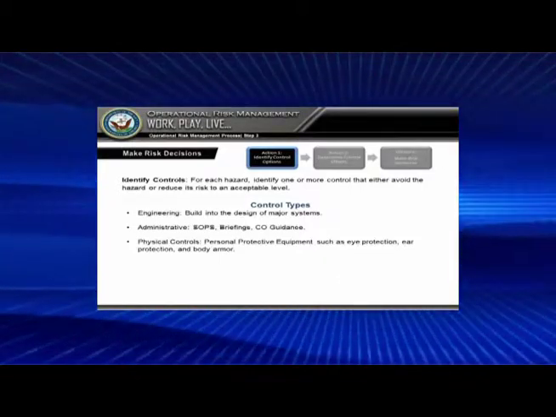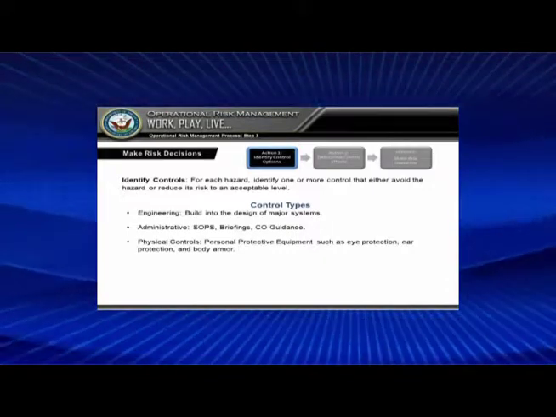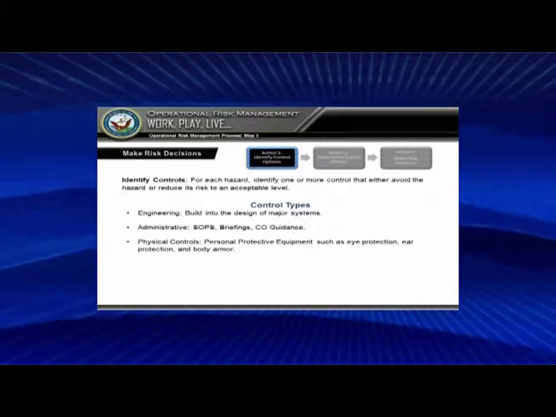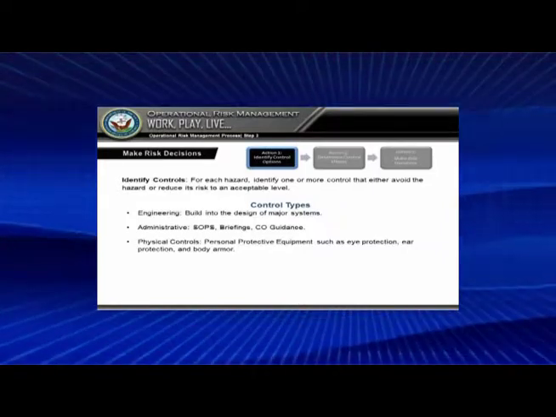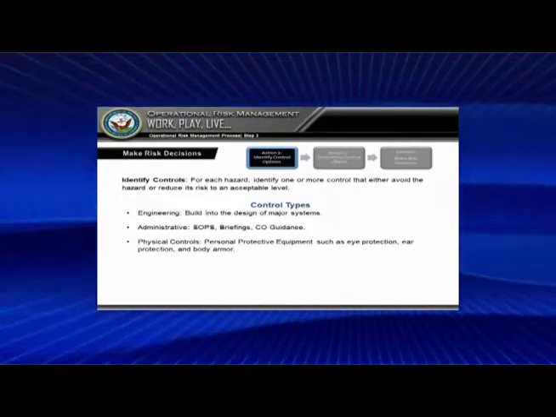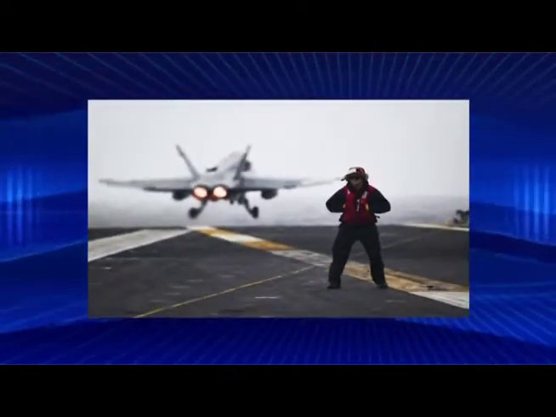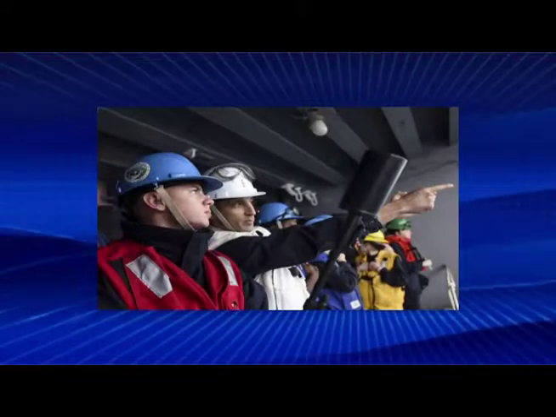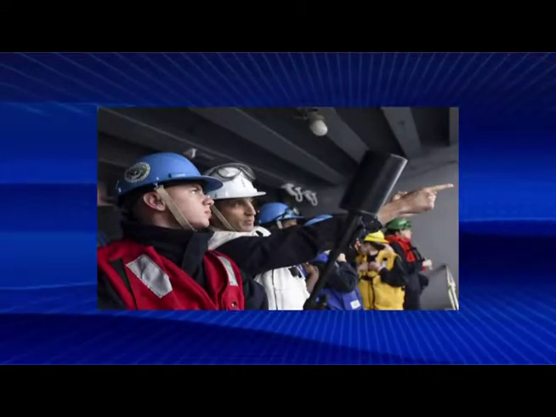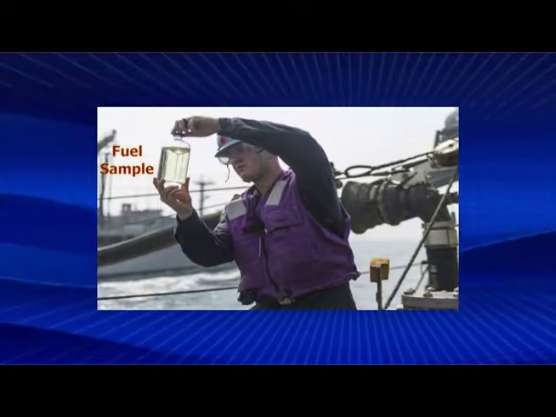When we list these 3 major areas of controls, we talk about engineering, administrative, and physical controls, or PPE. Understand these controls are in this order for a reason. PPE is our last line of defense. It's not our first, folks. Unfortunately, out in the fleet, that's the first thing we like to grab and use, because we can touch it and we can feel it. We know what it is. However, we look at it the other way.